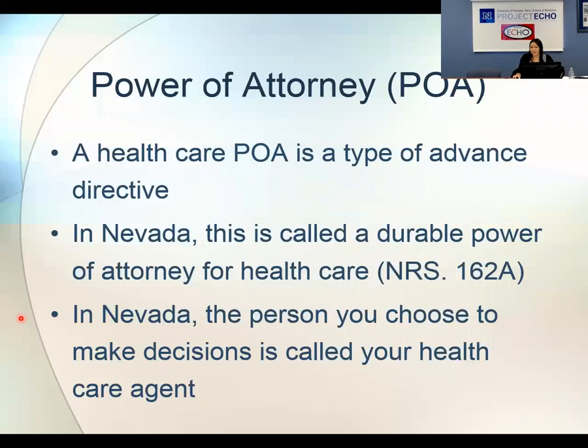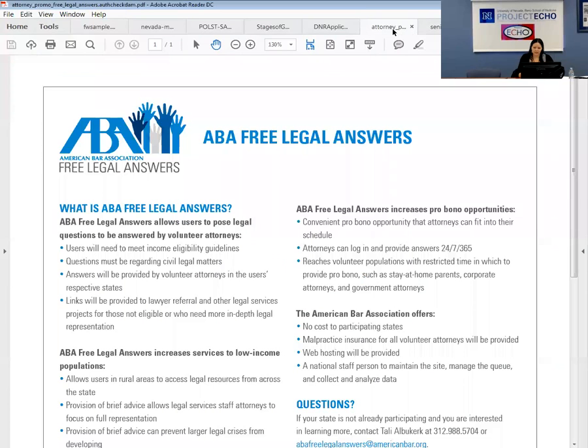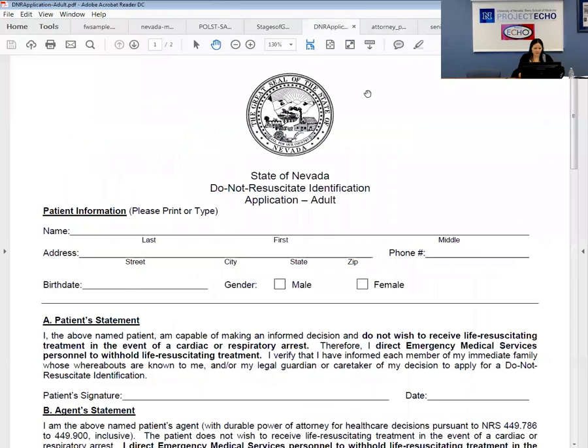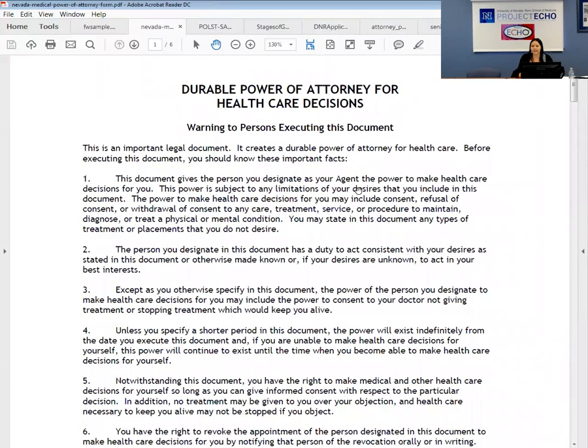So power of attorney. The first handout that you have in the back of your PowerPoint is the durable power of attorney for healthcare decisions. I included this document so you can have a better idea of what a durable power of attorney form looks like. Nope, it's the Nevada one. Yes. So this is what it looks like.